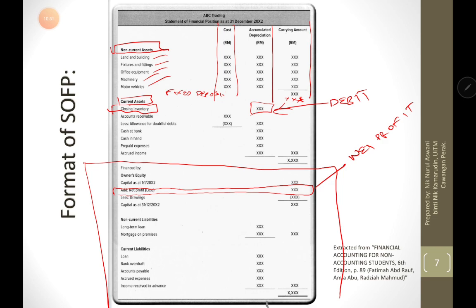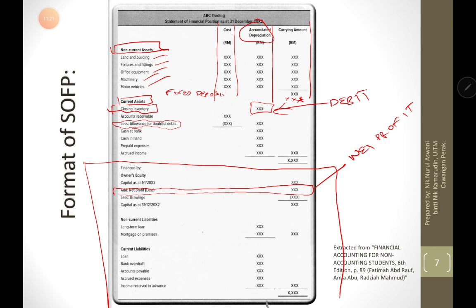Okay, kalau awak masih ingat, all expenses, revenue and assets must be recorded on cost, tapi to reflect to the current amount, kita tolak accumulated depreciation. Okay, and then under non-current asset ada current asset. Current asset inventory tadi, account receivable less allowance for doubtful debt. Yang ni saya akan terangkan kemudian. Yang ni hutang ragu.